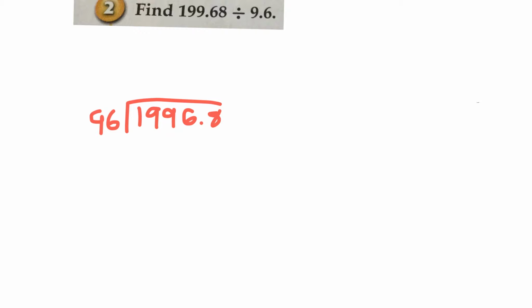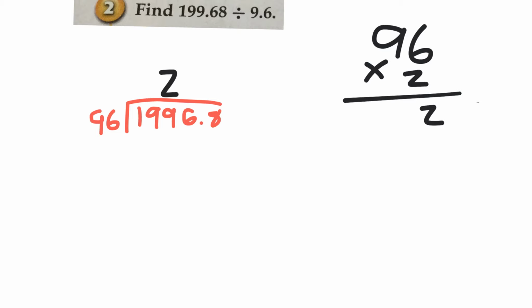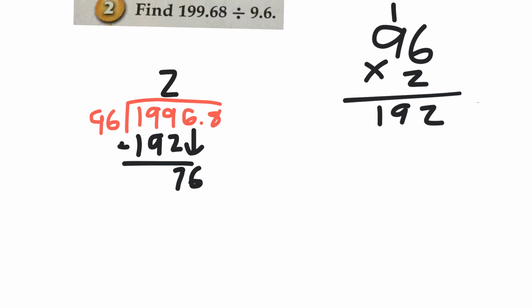So 2 times. 2 times 96. So you might have to go over here and do some scratch work. 2 times 6 is 12. Carry the 1. 2 times 9 is 18. Plus 1, 19. So that gives 192, which is really close to that 199. We subtract. That leaves me with 7 is all I have left. Now I'm going to bring down the 6. Can 96 go into 76? So what do I have to do?